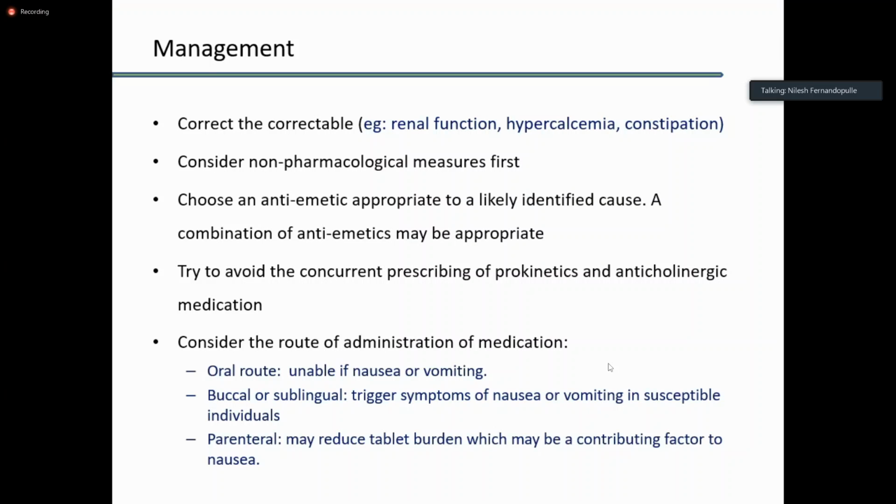And try to find the antiemetic which is likely to treat that particular cause, or you might have to use a combination of antiemetics. But prokinetics and anticholinergics kind of antagonize each other, because their pathways come to a particular point and they antagonize each other. So things like cyclizine and metoclopramide or domperidone cannot be combined together.